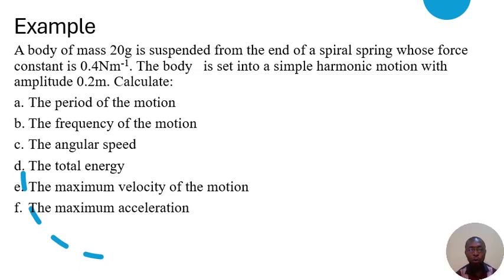Okay, so this is how to calculate period, frequency, angular speed, and maximum velocity in simple harmonic motion.